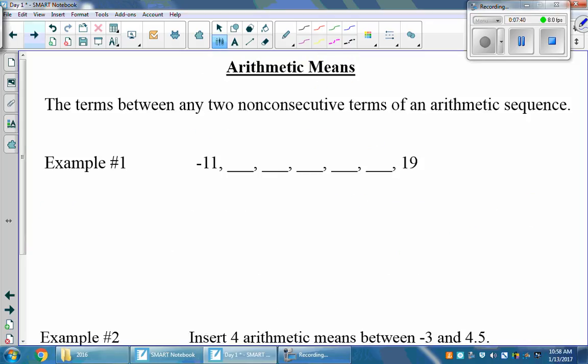Okay? Arithmetic means. If you see that, that just means you're going to put spaces in between. We talked about this. Right? So here I give you negative 11 and 19 with 5 spaces, or 5 arithmetic means, 5 spaces in between them. So subtract them. 19 minus negative 11, that's really 30. Divide by the number of jumps, or the number of spaces plus 1. There are 5 spaces, so I divide by 6. So I find my D is 5.